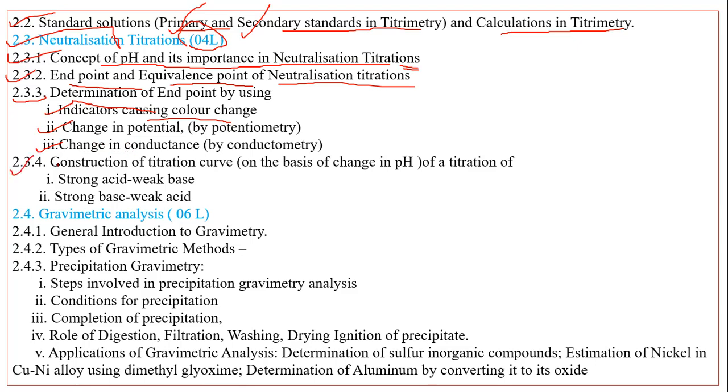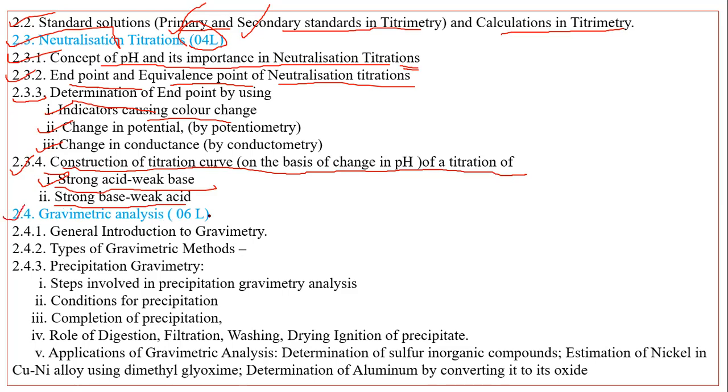And again, next in the neutralization titration, we are going to construct a titration curve on the basis of pH of a titration. So which titrations are we going to study? First, strong acid versus weak base, and second, strong base versus weak acid. So these two titrations we are going to study to construct a titration curve.